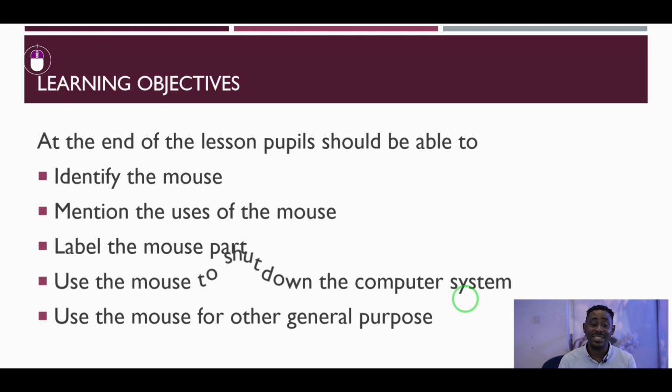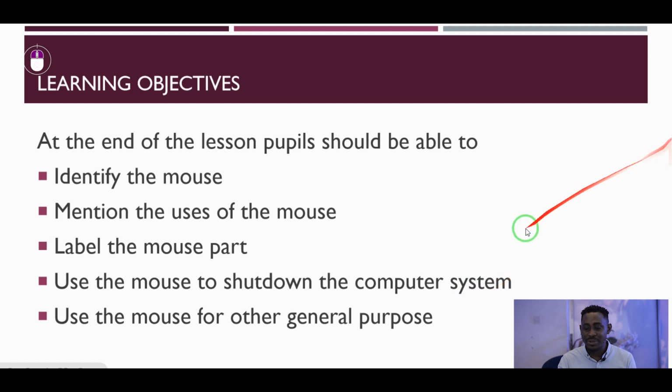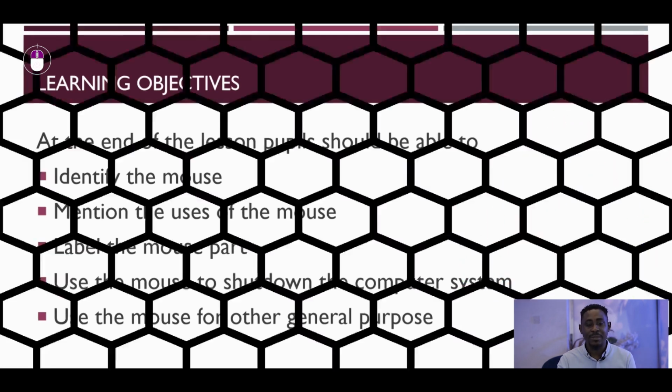At the end of this class, you should be able to use the mouse to shut down the computer system. So I will teach you what it means to shut down the computer system, and I would also teach you how to do it. At the end of this lesson, you should be able to use the mouse for other general purposes.